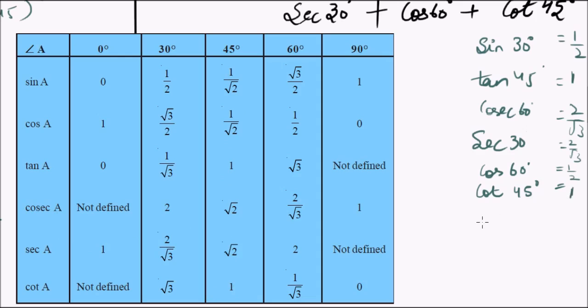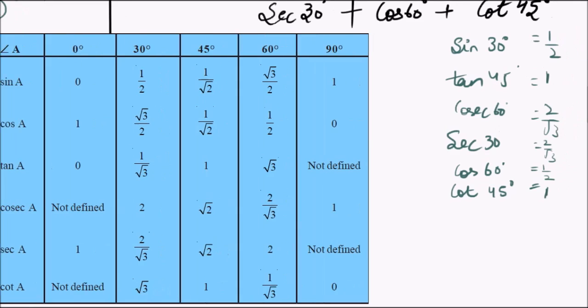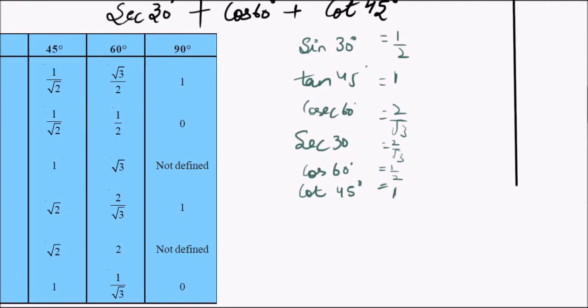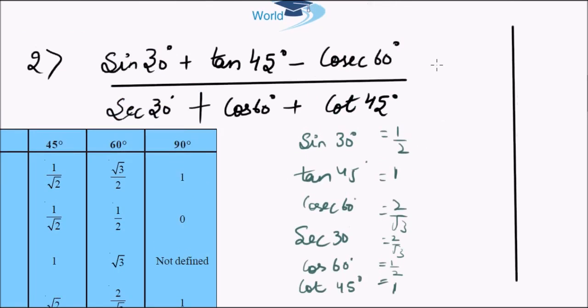Friends, you can easily remember these two values, that is, tangent as well as cotangent of 45 degree is nothing but 1. So it is very easy to remember. So our expression becomes 1 by 2 plus 1 minus 2 over root 3, over 2 by root 3 plus 1 by 2 plus 1.